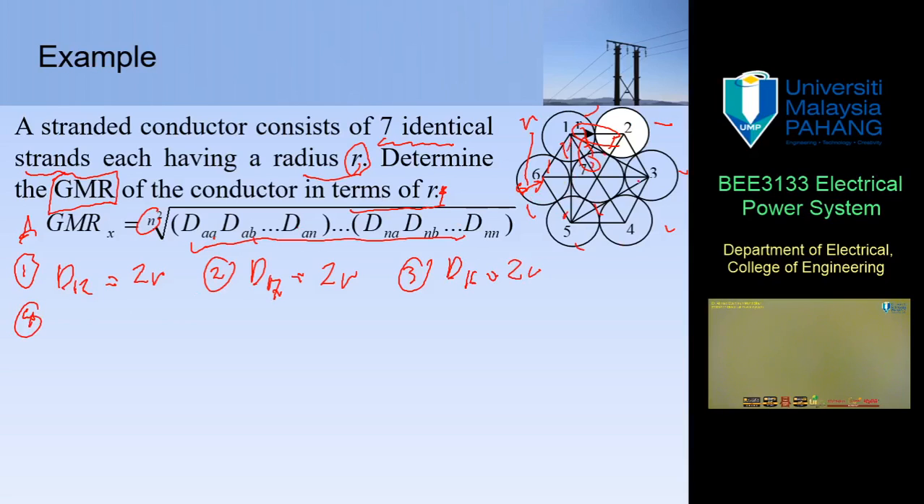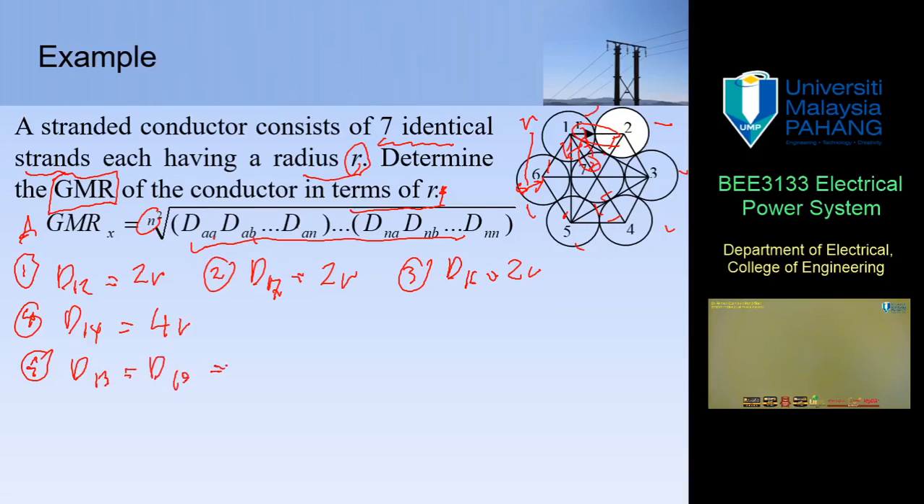D15, D14, and D13. Looks like D13 and D15 have some complication there. I think I go for the D14 first, because D14 looks very straightforward, which is the 1, 2, 3, 4. So D14 is 4R. So next is the remaining D15 and D13. It looks like the D13 and D15 are the same length. So clearly D13 is equal to D15.